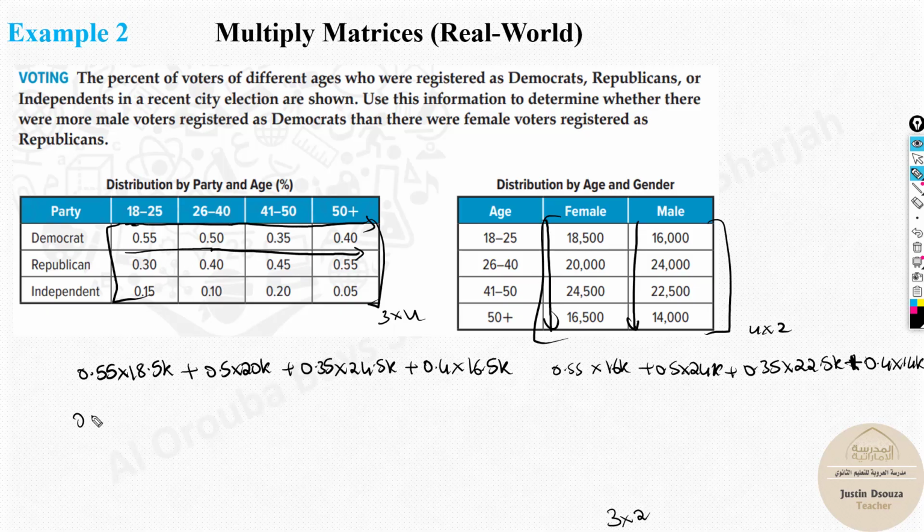So it will be 0.3 multiplied with, I know the second parts will be the same, 18.5k, plus only these values change, 0.4 multiplied with 20k, plus 0.45 multiplied with 24.5k. And lastly we have 0.55 multiplied with 16.5k. Over here same thing, 0.3 multiplied with 16k, and it goes on. I hope you understand where we are going at.